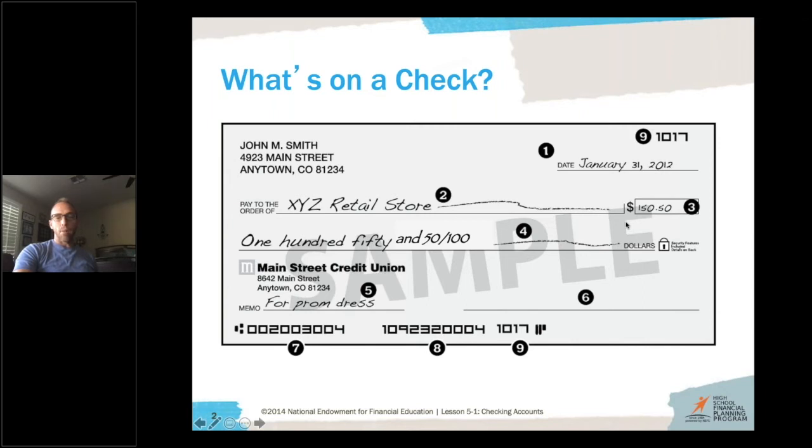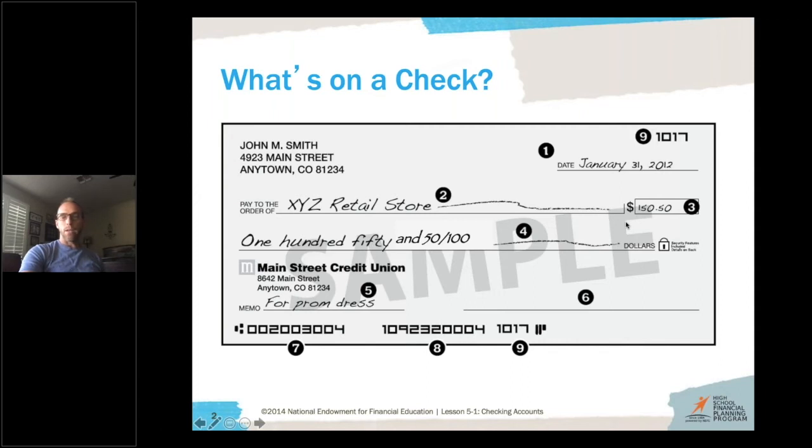Box number 5 at the bottom is a memo, and that's just where you can write something for yourself to reference later on. So in this example, it was for a prom dress. So as you're going through later on, if you're looking to see where you spent your money and you see that you spent money at XYZ retail store and you're like, what did I buy there? I can't remember. You can always go online and see a picture of your check, and on the memo field, it will tell you what it's for.